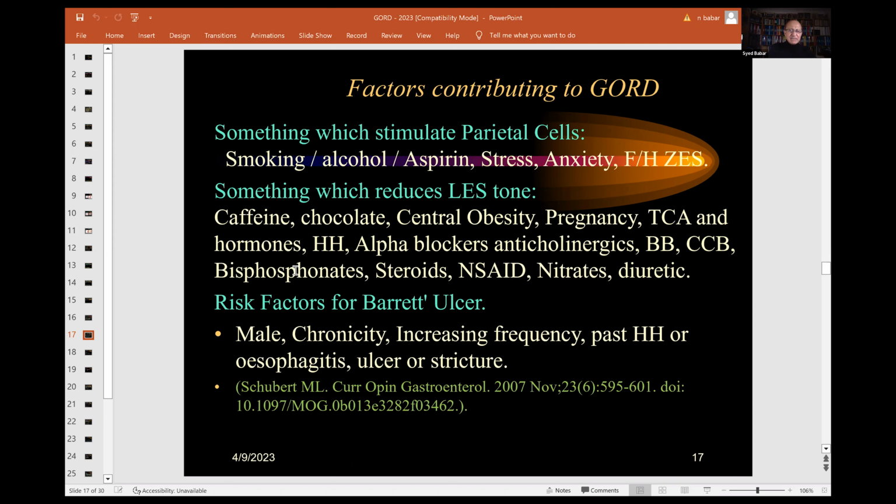Bisphosphonate of any kind, steroids, NSAID, nitrates as are used for protection of angina, and some diuretic. So all these can reduce the lower esophageal sphincter tone, so the food can pass down, but mainly also the upper esophageal sphincter, so the food goes backwards.